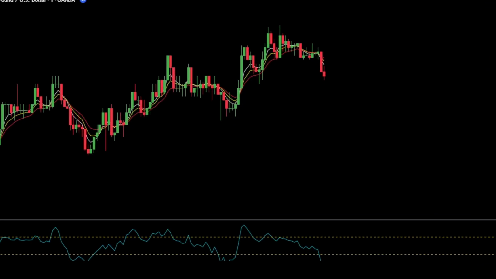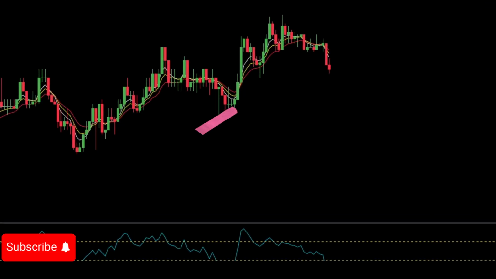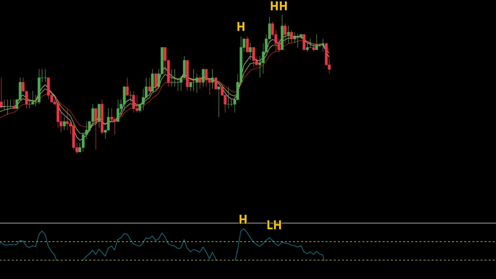How to place a sell order. If there is a strong bullish trend movement forming new highs and higher highs, you should pay attention to the movement of the CCI indicator. If at the same time the indicator moves opposite to the price movement, forming new highs and lower highs, this is a sign of bearish divergence.